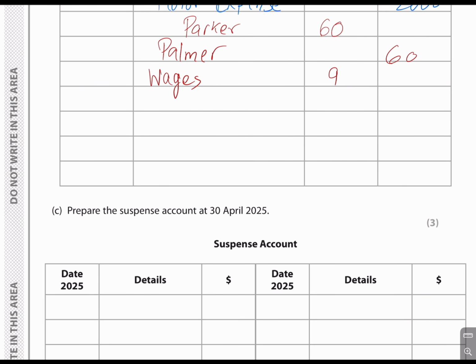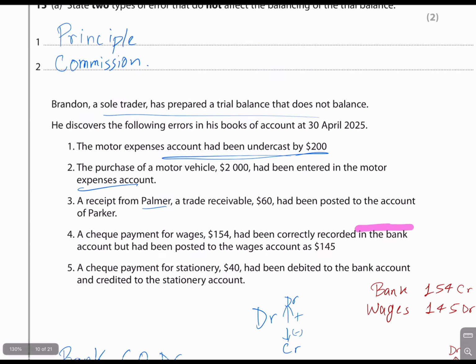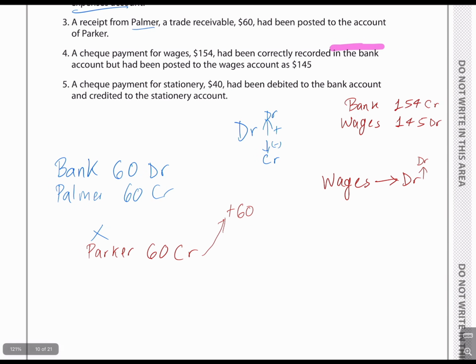Now how do we balance it? As this is a one-sided error, we have to balance it with suspense, because for this error our trial balance failed to match. Suspense created by 9, and we will go to number 5. A check payment for stationery 40 had been debited to the bank account and credited to the stationery account.